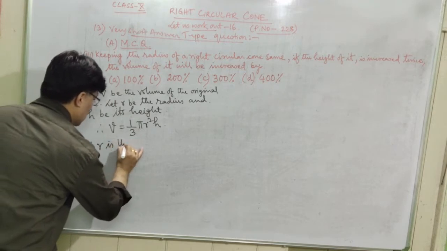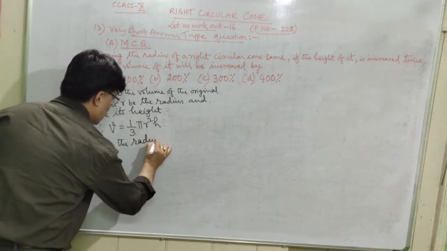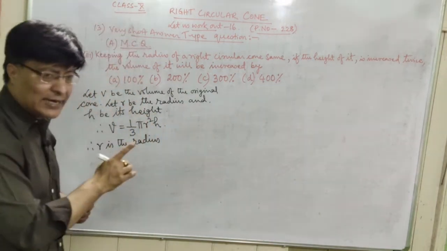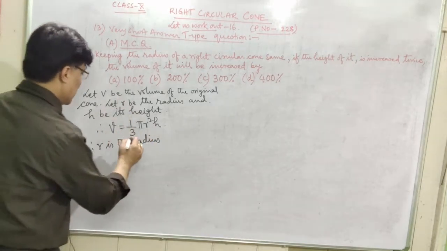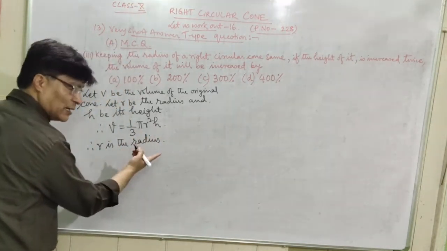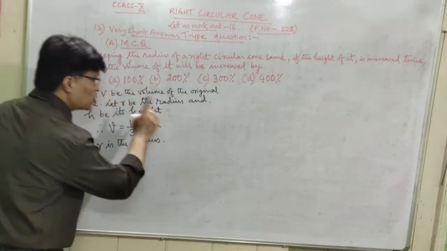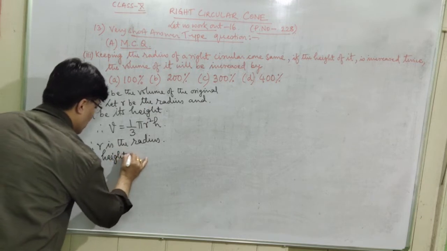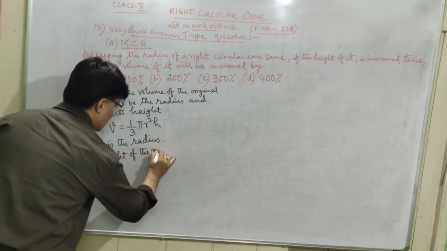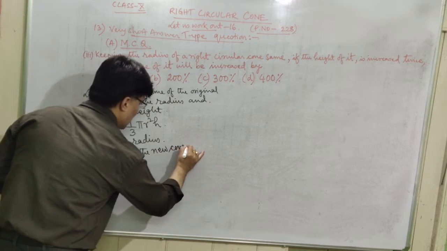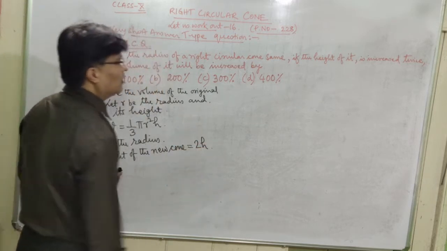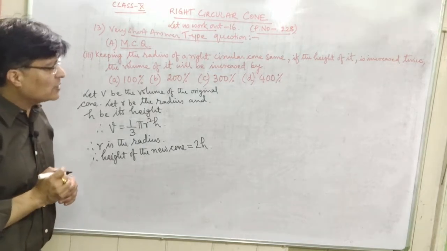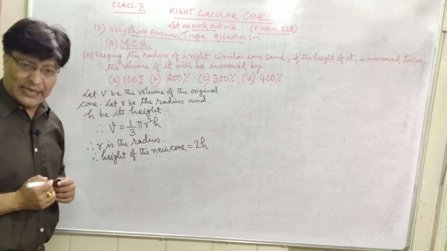Therefore R is the radius, and the height of the cone is increased twice. R remains the same. Now the height is increased twice. That means the height of the new cone will be double. It will be twice the original height. That is, if the height is increased twice, it is 2H.